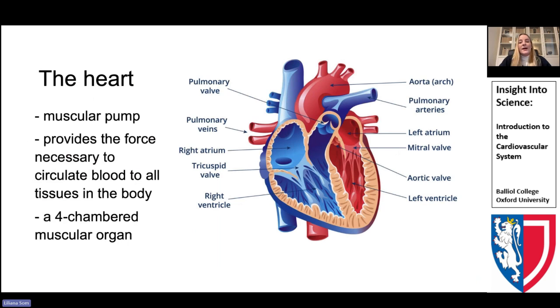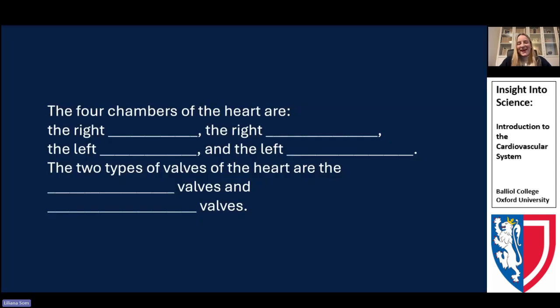So the heart is a muscular pump that provides the force to be able to transport the blood throughout the body. It has four different chambers that, before looking at the graph and peeking at it, I was wondering if you guys already know what are those four chambers and what type of valves are present within the heart.